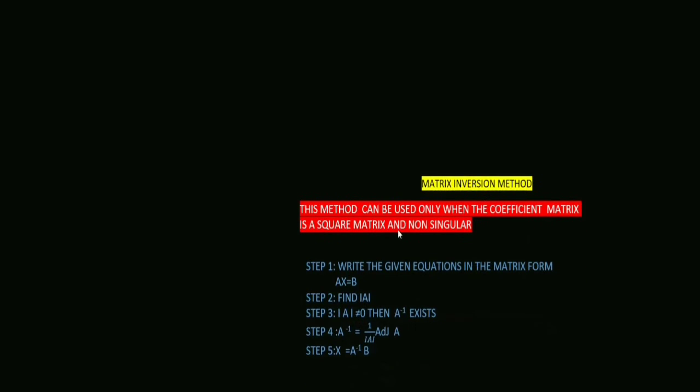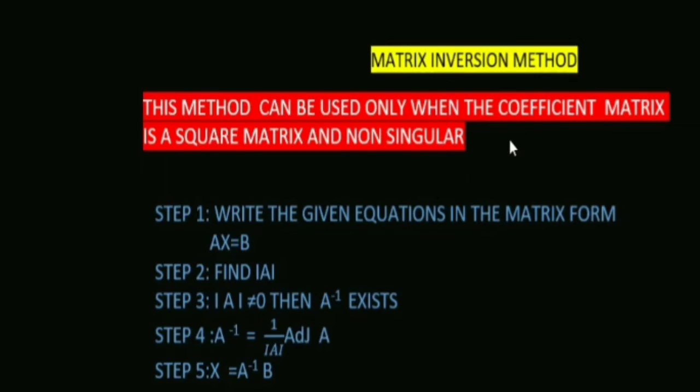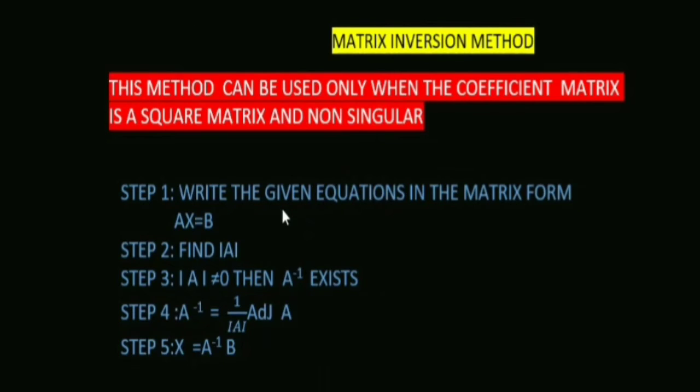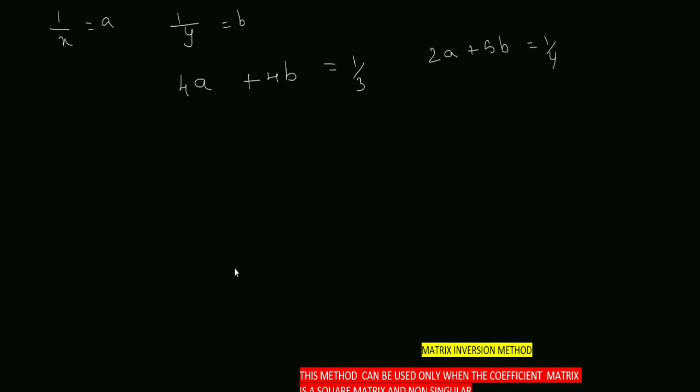So what is matrix inversion method? This method we can use only when the coefficient matrix is a square matrix and non-singular. So it is a square matrix 4, 4, 2, 5, a 2 by 2 matrix. We have to check whether it is non-singular. So how do you check? We have to find the determinant of A. Step 1 is write the equation in the matrix form. Step 2, find the determinant of A. If it is not equal to 0, then it is non-singular. Then you find A inverse. So A inverse formula is 1 by determinant of A into adjoint of A. Then you have to find X, that is equal to A inverse B.